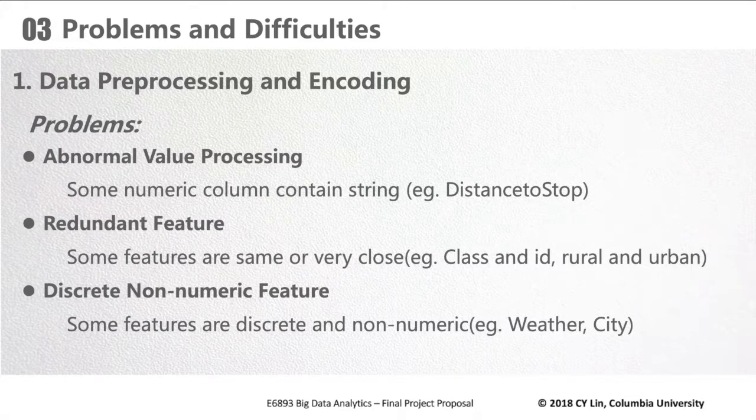Then for the difficulties and problems, there are 2 points. Firstly, the data needs to be processed. There are many abnormal values. For example, some strings appear in numeric columns, like the distance to stop. Then, some features are redundant, like urban and rural. This may bring noise to our features. Finally, some features are categorical data, like the different cities and weathers.